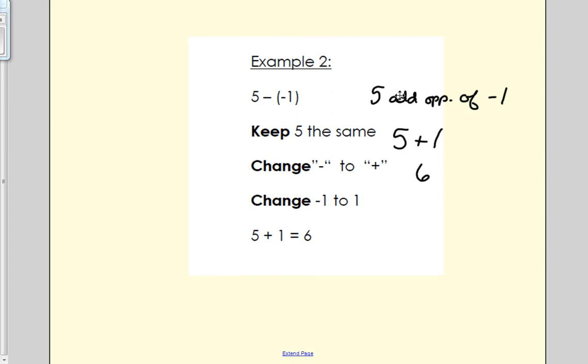Remember that subtraction means add the opposite of, and then you use the number that's after it. This would be, for example, you have $5. And then someone who owed you money gives you back their dollar, the dollar that you gave them. So now you have 6 again.